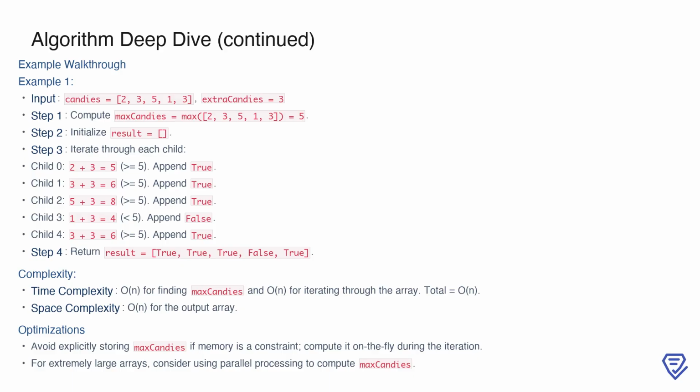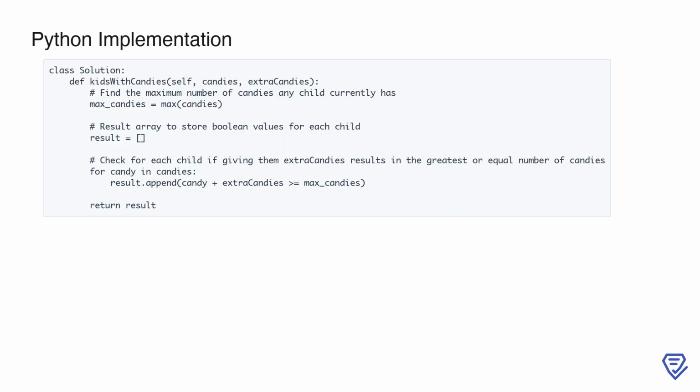The time complexity is O(n) for finding the maximum and iterating through the array, and the space complexity is O(n) for storing the result. If memory is constrained, we could compute the maximum on the fly during iteration, but the current approach is already efficient for most scenarios. This solution to the problem kids with the greatest number of candies is implemented in Python.